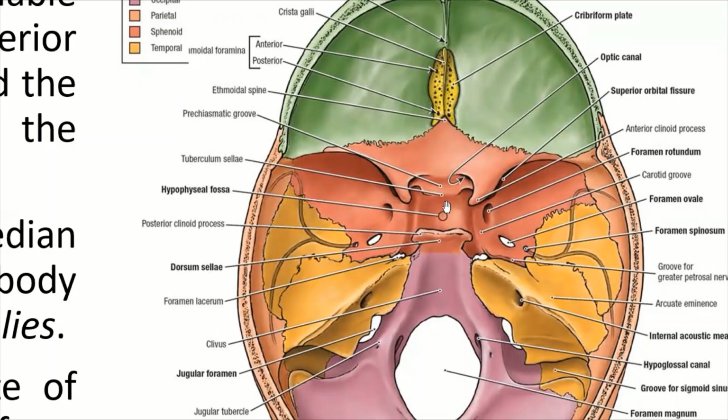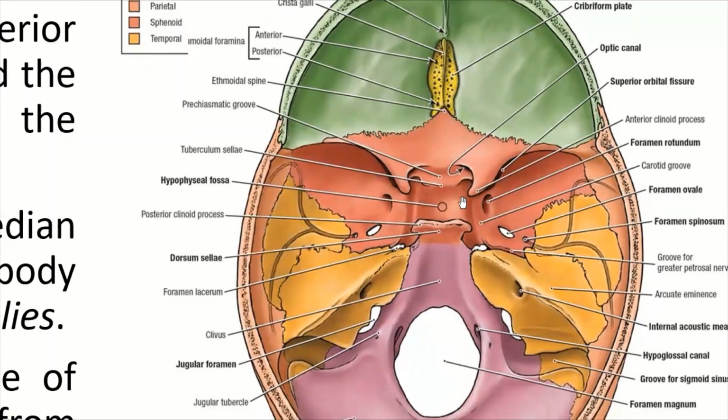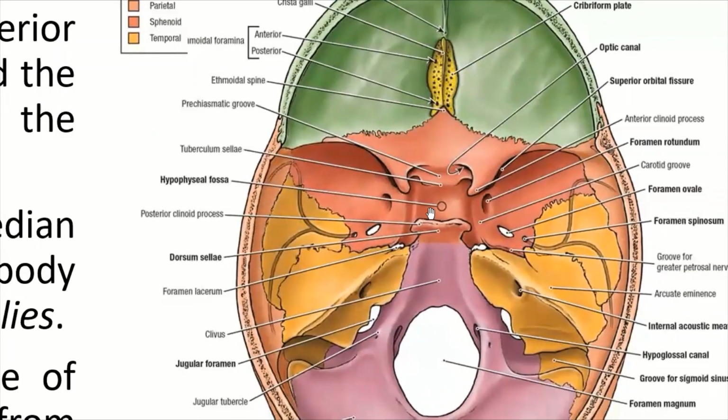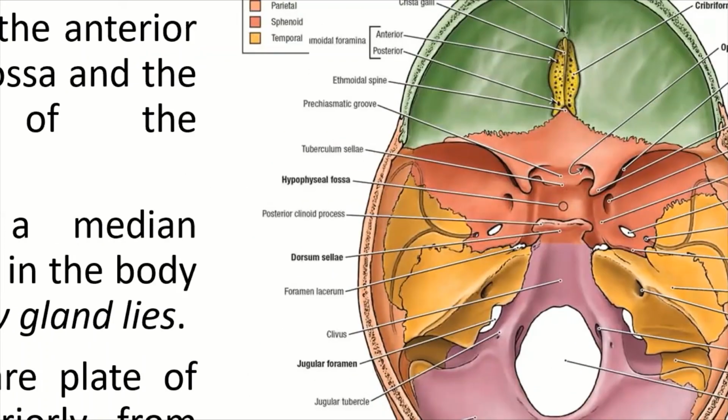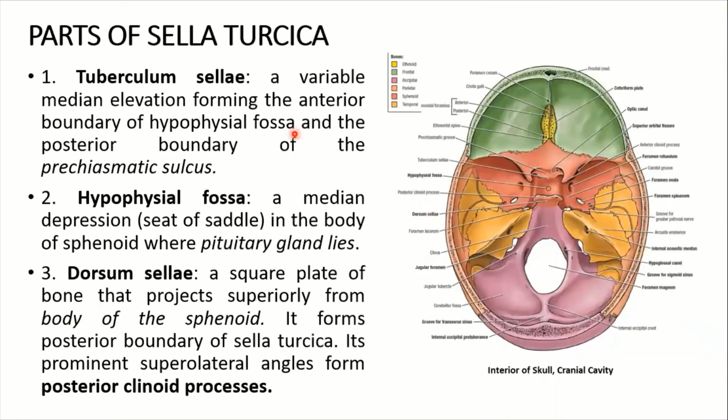So we can say that this sella turcica or the hypophyseal fossa in the middle is surrounded on each side by the anterior and posterior clinoid processes. Here we go. And next, the hypophyseal fossa contains, as I told you, the pituitary gland.